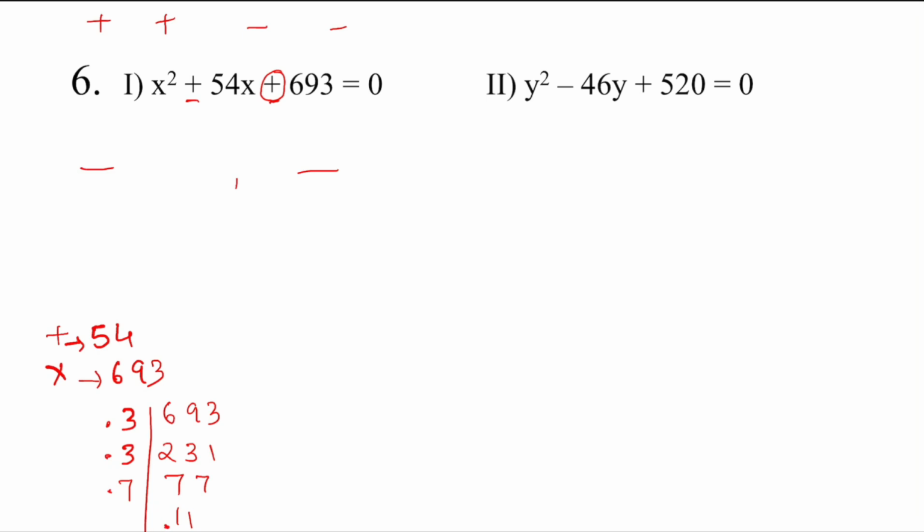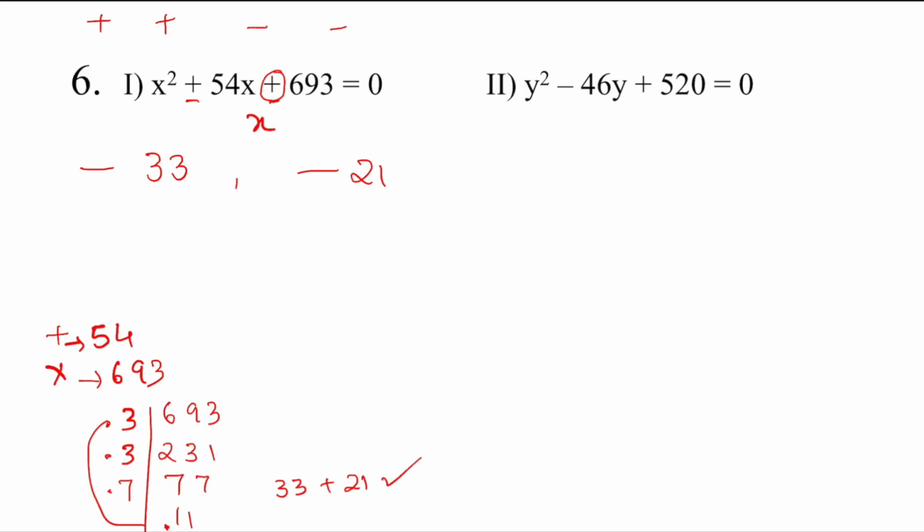Now take a combination of these such that when you add you should get 54. Now 11 sevens we cannot take because 77 here itself is greater than 54. Next, 11 combined with 3. 11 threes is 33 and 7 threes is 21. 33 plus 21 is 54. Yes. So these are our roots. Write the bigger number here, 33 and 21 here. So minus 33 and minus 21 are our roots of x.